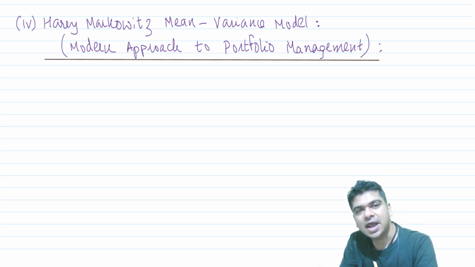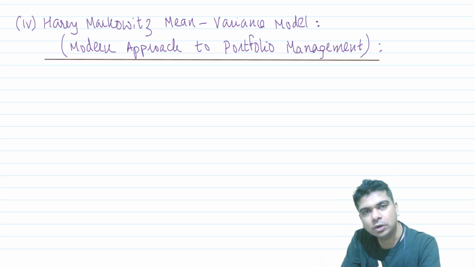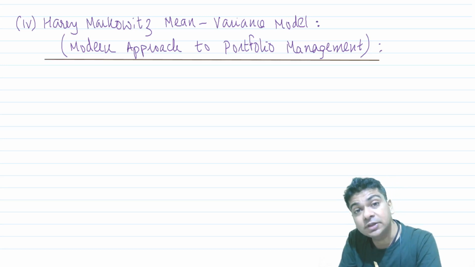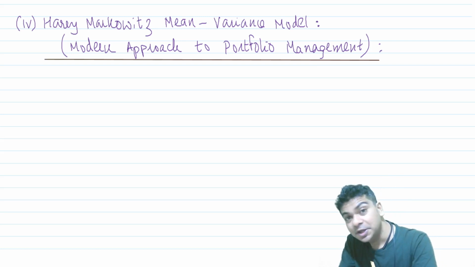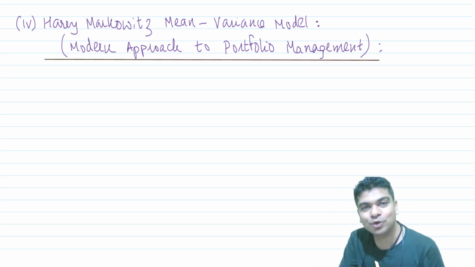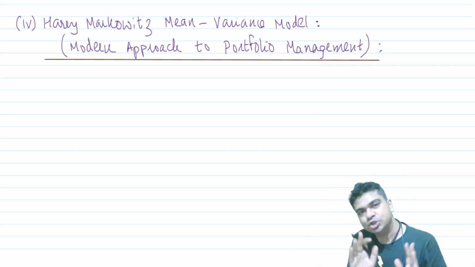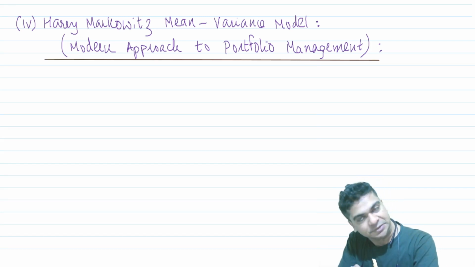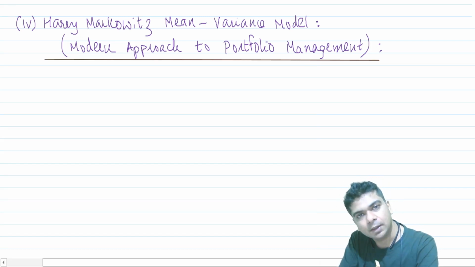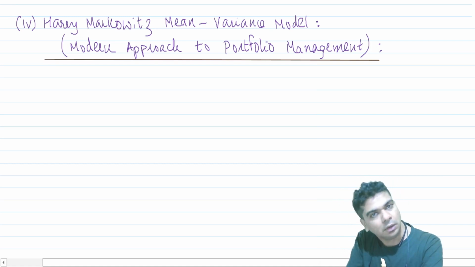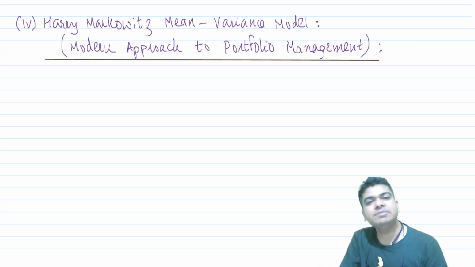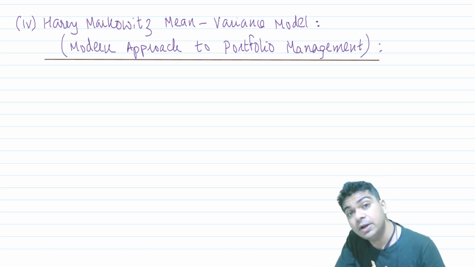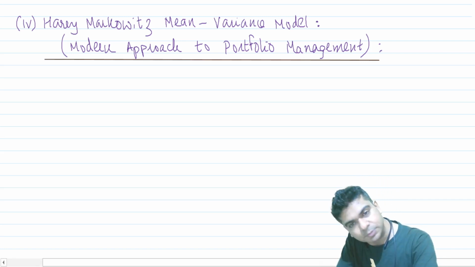Yes, let's discuss the Harry Markowitz mean variance model. This is the fourth and the final portfolio theory that we are going to discuss. I'm sure it brings a smile on your face, isn't it? Eventually, the portfolio theory discussion is finally coming to an end. Now, if you see this model, we call it a mean variance model. Many a times it is even referred to as the modern approach to portfolio management.